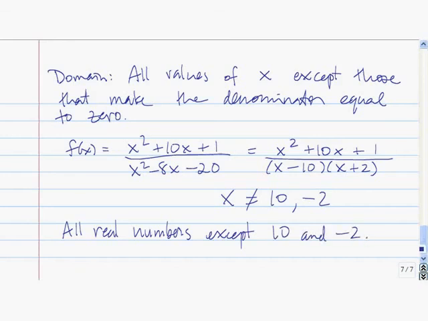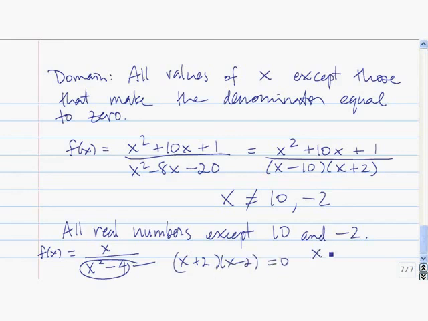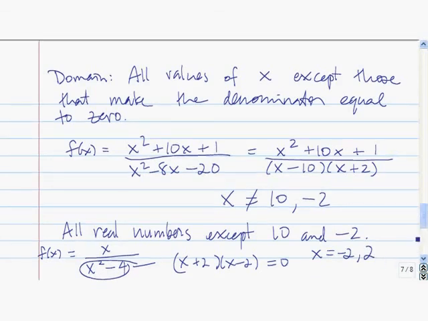Okay, try this one. Okay, you should have gotten all real numbers except 2 and negative 2, because this denominator here factors as x plus 2 times x minus 2. And x plus 2 times x minus 2 is equal to 0 if x is equal to negative 2 or 2. So the domain of this is all real numbers except 2 and negative 2.